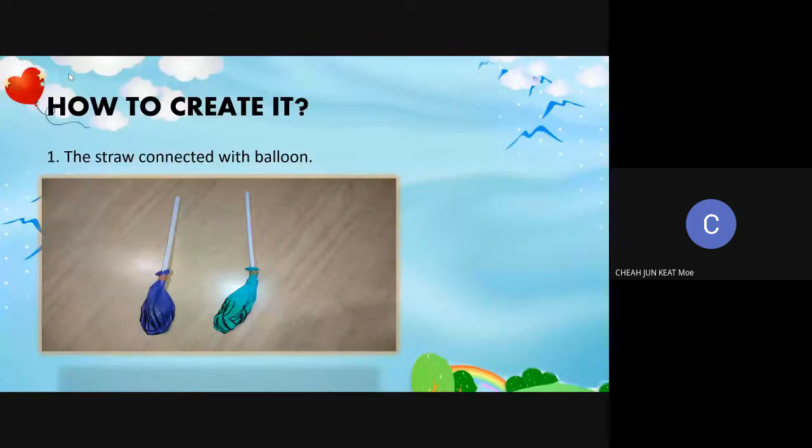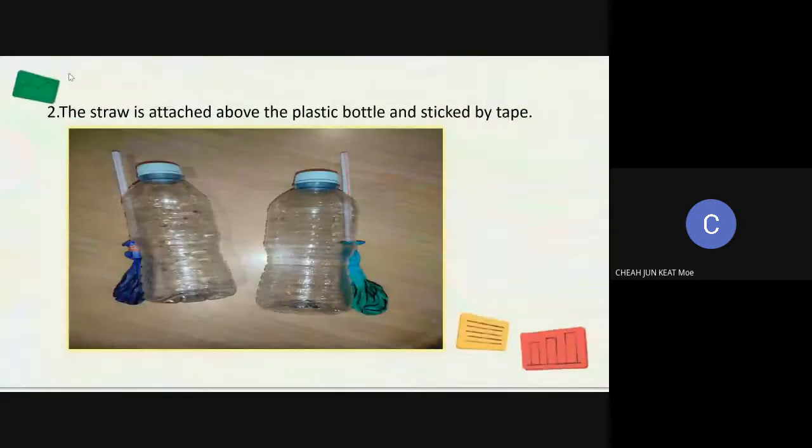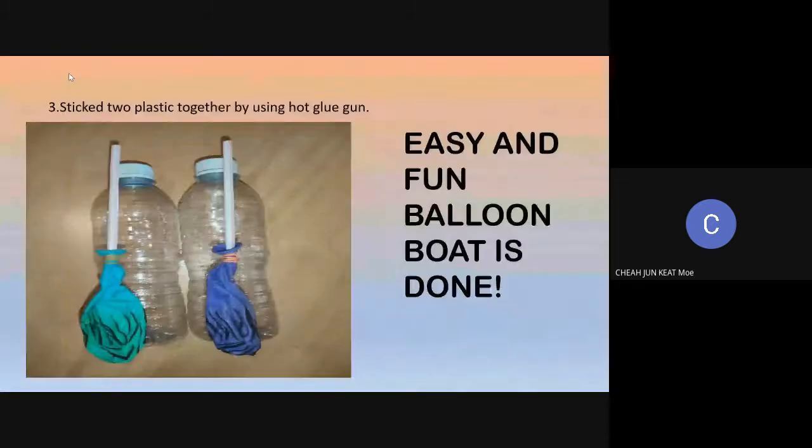How to create it? First, you need to prepare all the materials, of course. First, prepare the straw and balloon. I connect them together, and connect it twice because I need a pair. Second, the straw is attached above the plastic bottle and stuck with tape, just tape only. Last, because it's very easy, I just have 3 steps. Last, I stick it together using the hot glue gun. And this easy and fun balloon boat is done.